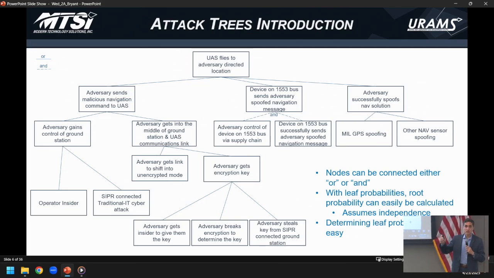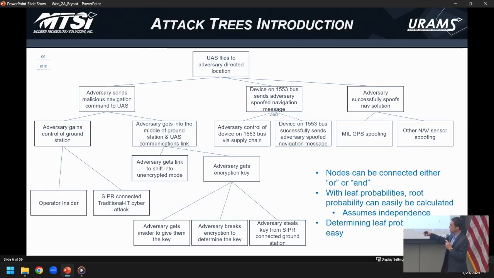Has anybody heard of it? Some of you must have. I know there's a cyber-ish person in the back. Attack trees. Who's heard of them, used them before? Okay, they've been around a long time. Bruce Schneier, 1999, I think, was the paper that's pretty famous about this.